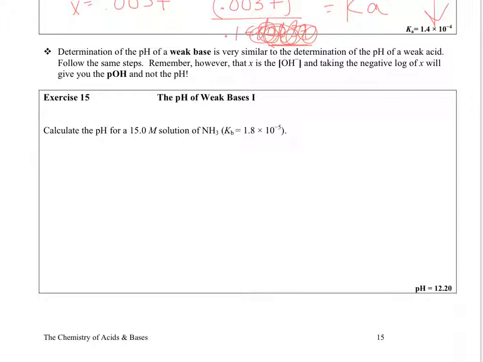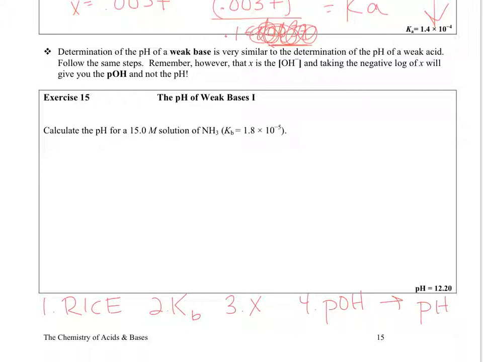Right? What if we have a weak base? We're going to work weak base problems the same way we work weak acid problems. So let's write down the steps we said. We're going to use a rice table. We're then going to use, not Ka this time, we're going to use Kb to find x. The only difference is x is your OH. So then we've got to find pOH, and then we can find pH.